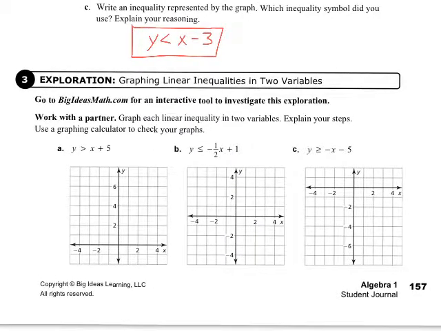So you graph the boundary line exactly the same way you would an equation, except then you have two decisions to make. You have to decide, is it going to be a dotted boundary line or a solid boundary line? And then you have to decide, am I going to shade above or below? All right, I'm going to give you some time to work. Make sure you're talking it through with your groups.